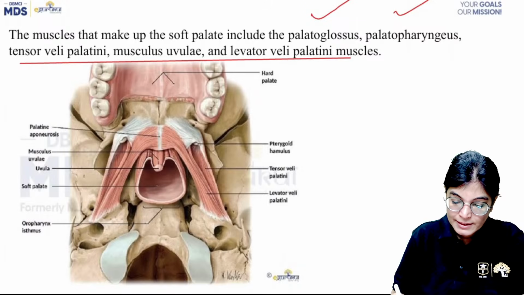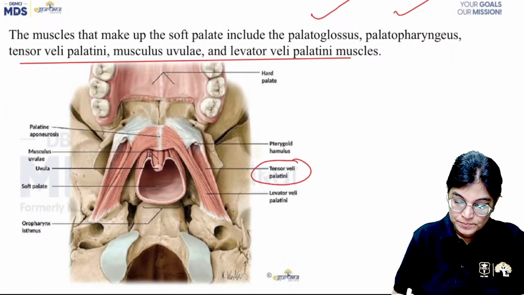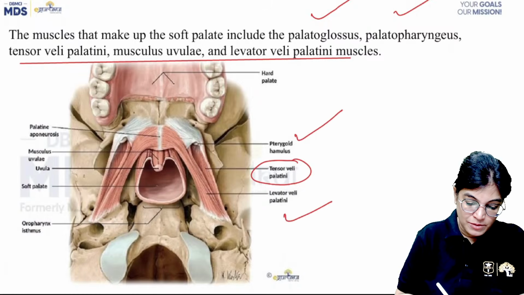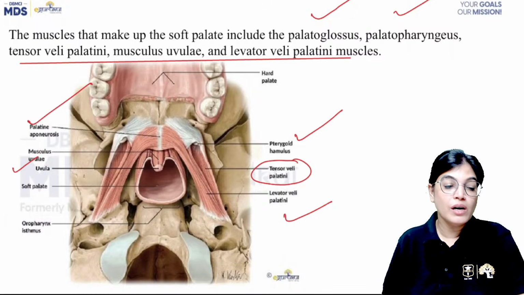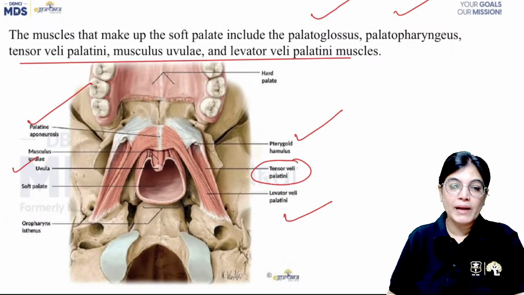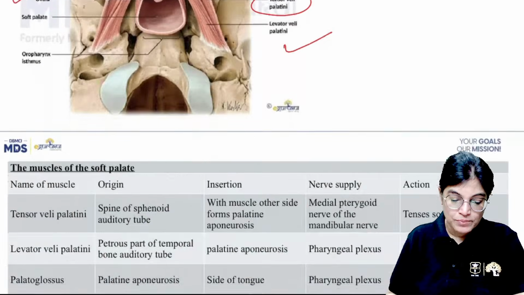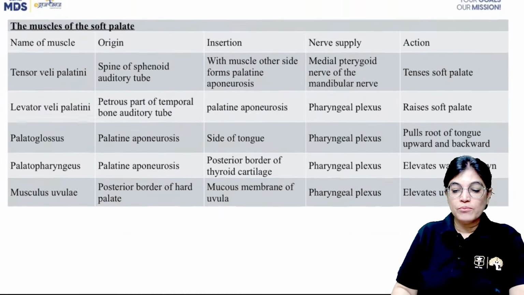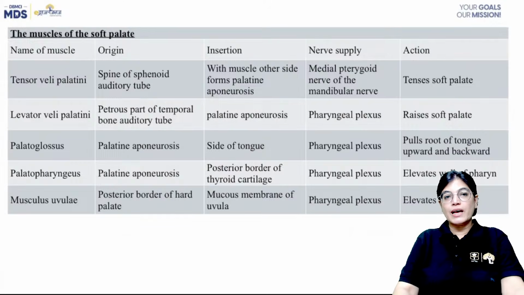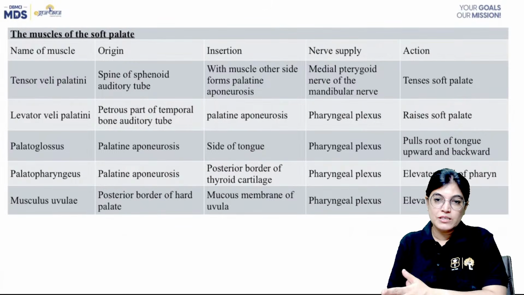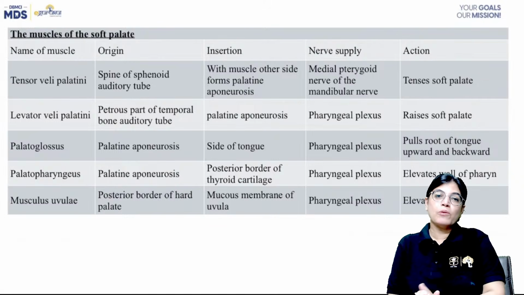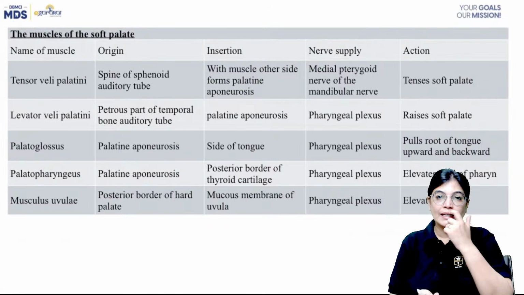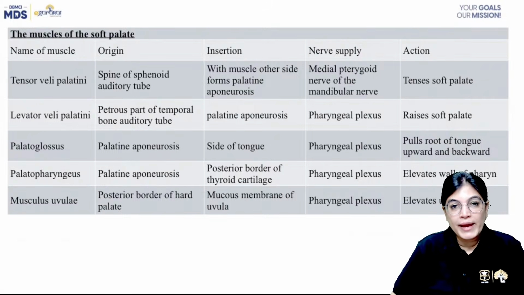Here we can see the tensor veli palatini related to the pterygoid hamulus, the levator veli palatini, musculus uvulae, and the palatine aponeurosis, which gives rise to palatoglossus and palatopharyngeus. It is very important, and many times in the examination it has been asked about the nerve supply of these muscles. All the muscles of the soft palate get innervation from the vagus nerve.